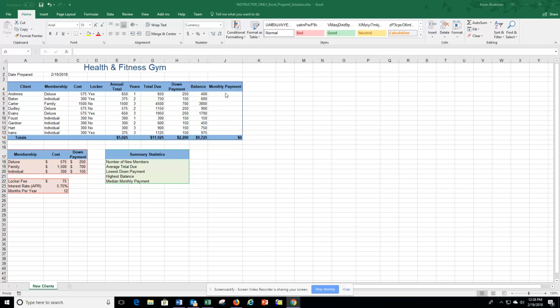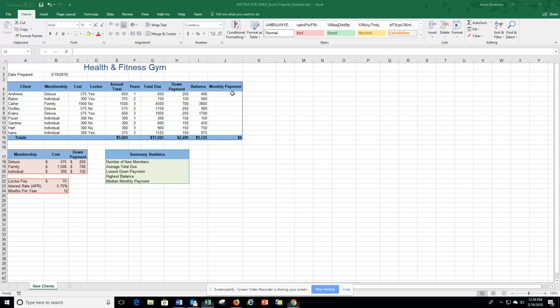It's asking you to figure out, of all the values that we have here, what the monthly payment is going to be. If they can't afford to pay for their whole membership at once, we need to offer them a monthly payment. Payment is one of the many financial functions that Excel offers. It calculates the payment for a loan based on a constant payment and a constant interest rate, which is what we have. We are going to be looking at an interest rate of 5.75, and we are going to let our gym clients have 12 months out of each year to pay for their membership.